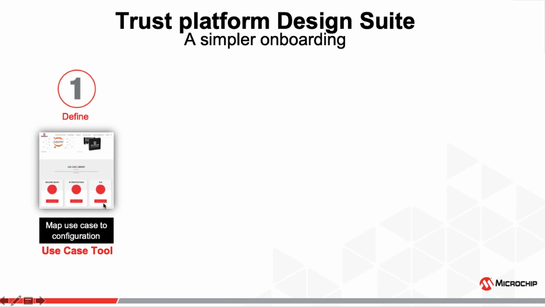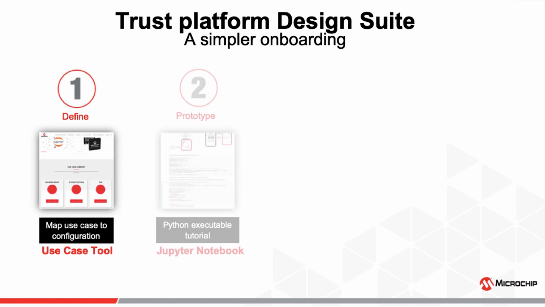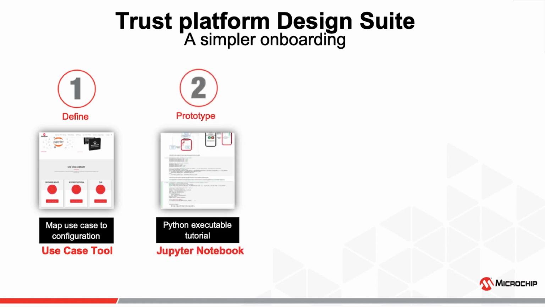Once you've selected that, it'll point you to Python executable tutorials. Those will be running on a Jupyter notebook. So it's a software tool that runs Python code. And those examples allow you to test from your laptop to the secure element that will be loaded on a USB type of board. We'll show the hardware in the next slide. And you can test your challenge and responses depending on the use cases you've selected in step 1.